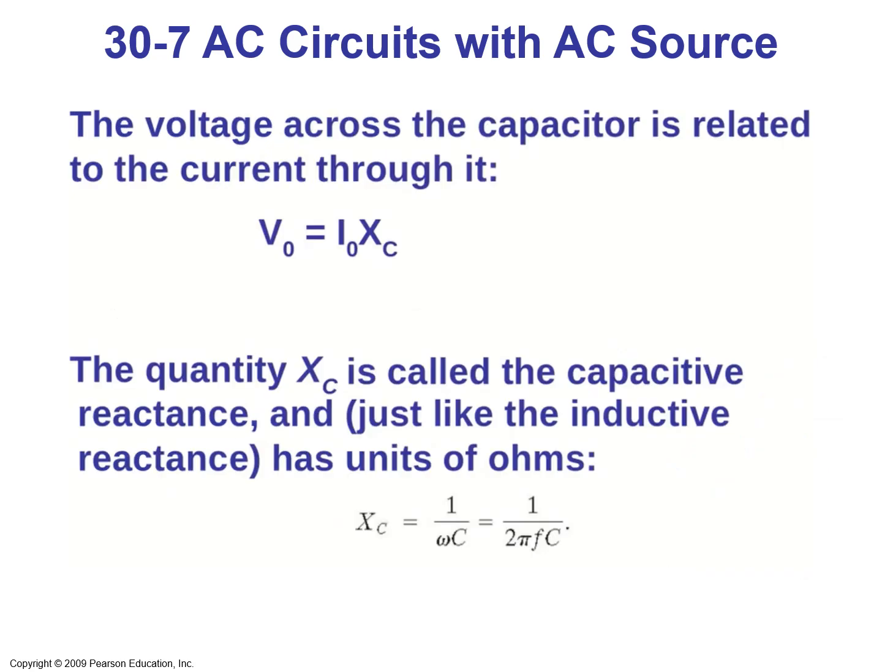Also, the voltage across the capacitor can be related to the current through the relation V naught equals I naught multiplied by XC, and the XC quantity is called the capacitive reactance, and just like the inductive reactance, has the unit of ohms. It's given by 1 over omega times C, which is equal to 1 over 2 pi times frequency F times capacitance.